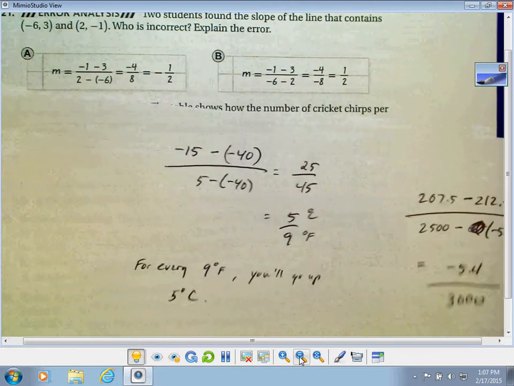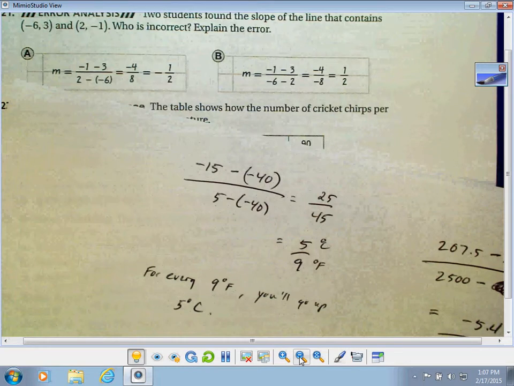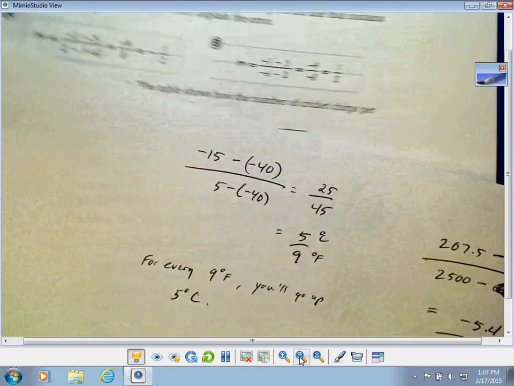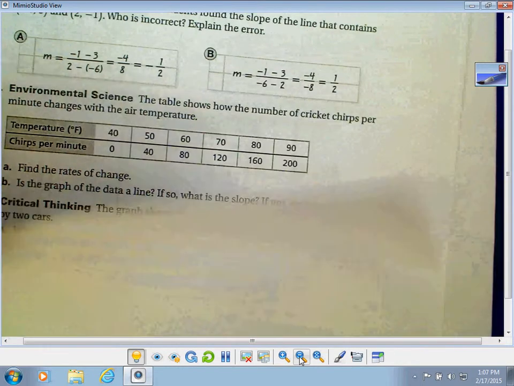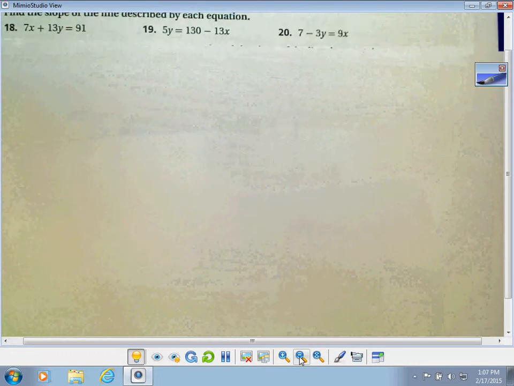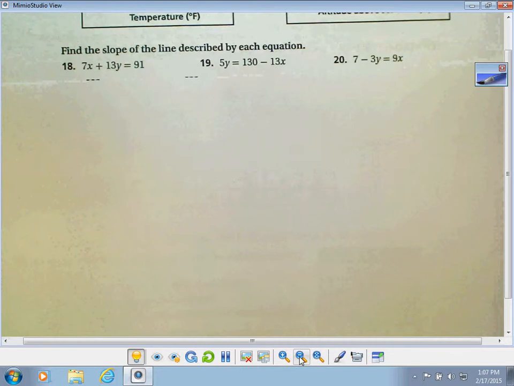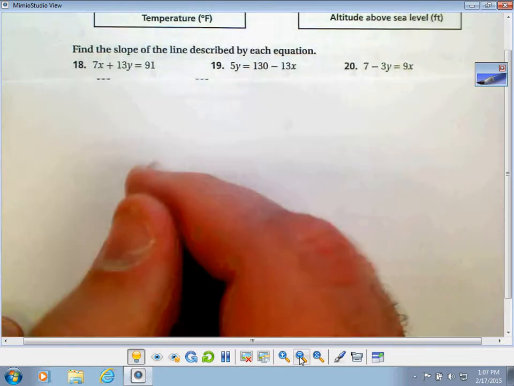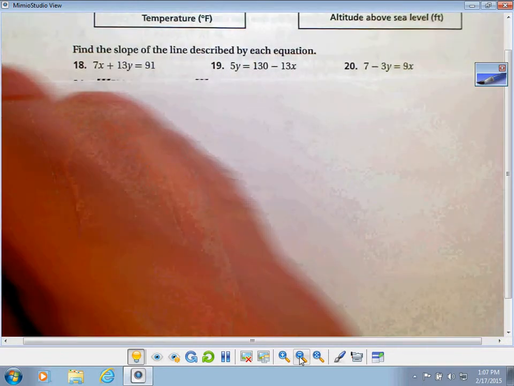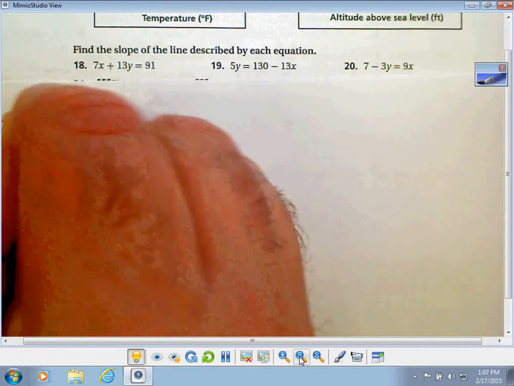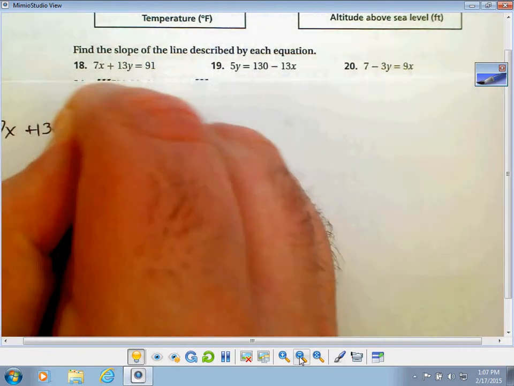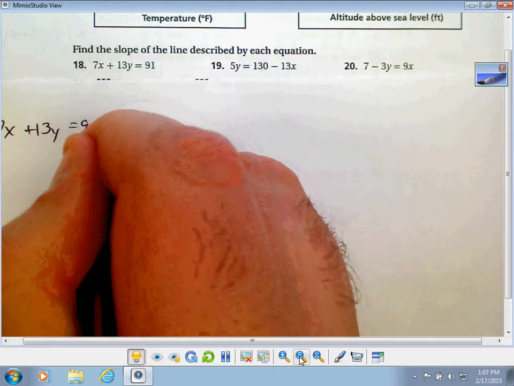Okay, I asked you to do number 18, 19, and 20. Again, these are find the slope from an equation. So we'll approach those the same way. Let's find 2 points. So for number 18, 7x plus 13y equals 91. Sorry, 91.